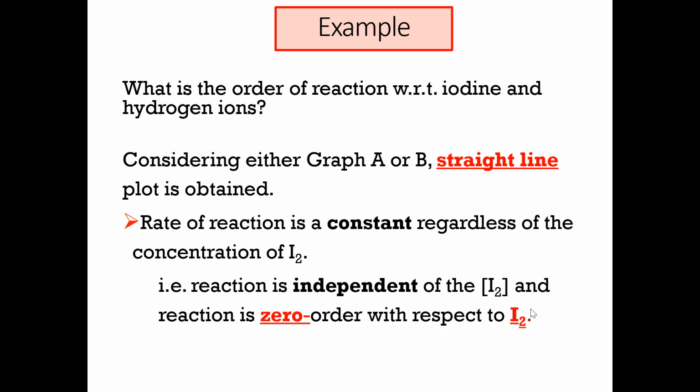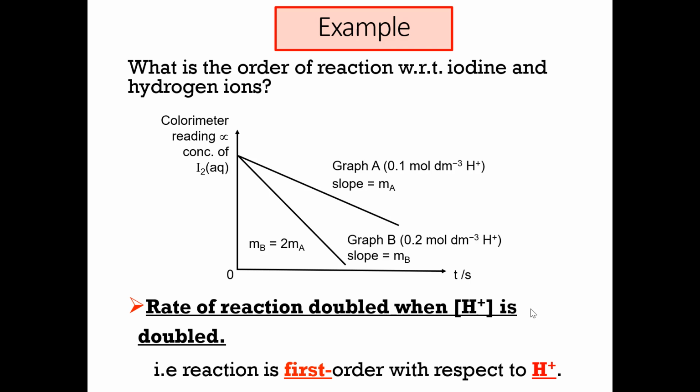Okay, so make sure that you take a moment to think through. You're able to apply this. So, what is the order of reaction with respect to hydrogen ion? If we look at the two graphs, you can see that in graph B, the concentration of H plus ion is actually double. When the concentration doubles, the slope is double. The slope actually represents the rate of reaction, right? So rate of reaction is double when H plus is double. That allows you to immediately conclude it is first order with respect to H plus.